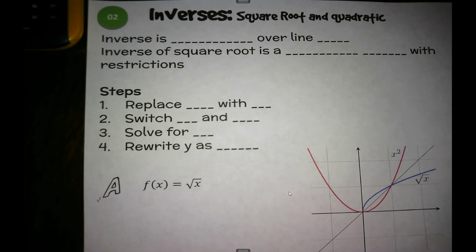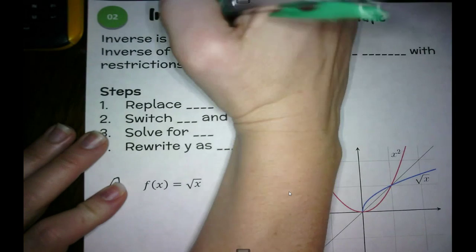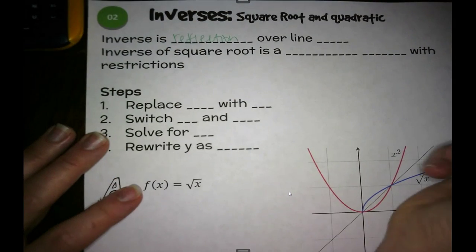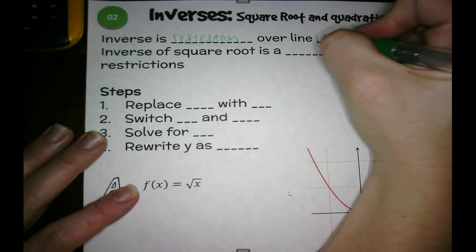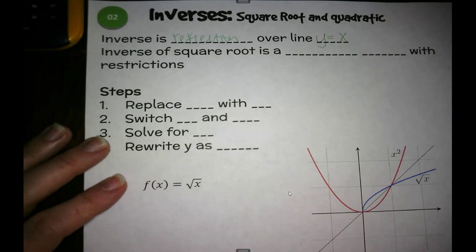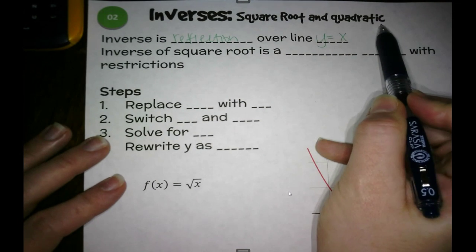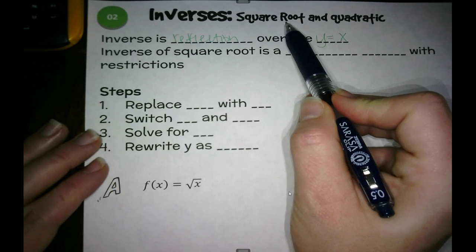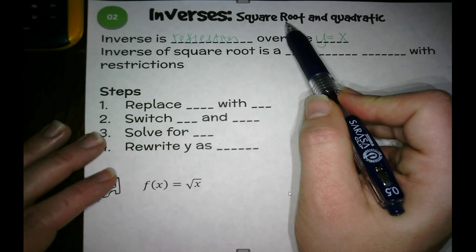Inverses. We have talked about inverses before, and what inverses actually are. They are a reflection over the line y equals x. And we're going to talk about our inverses in relation to our square roots and quadratics. So what does our square root function inverse look like?